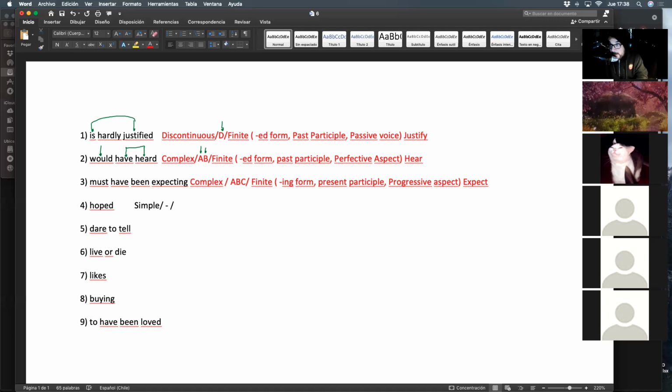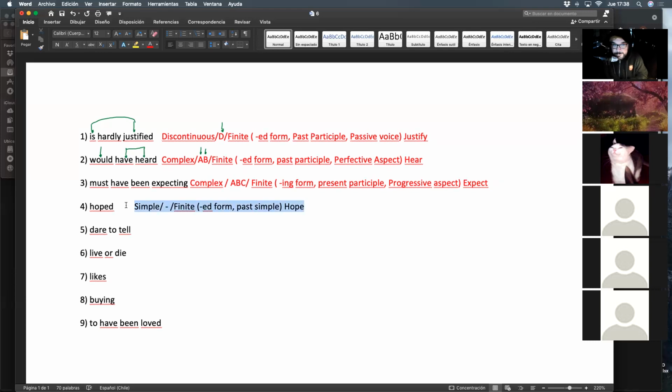Hoped, vamos a creer que es un pasado simple, entonces es finite. ¿Qué forma tiene? Ed form. ¿Y por qué tiene esa ed form? Porque está en past simple. ¿Cuál es la forma base? Hope. Queda claro. Ya. ¿Problema en esa? ¿En la segunda, en la cuarta?